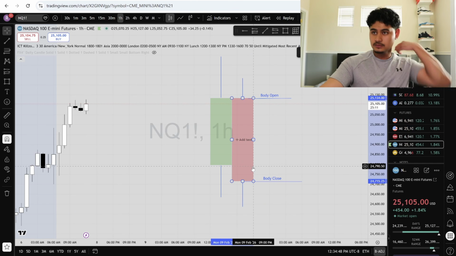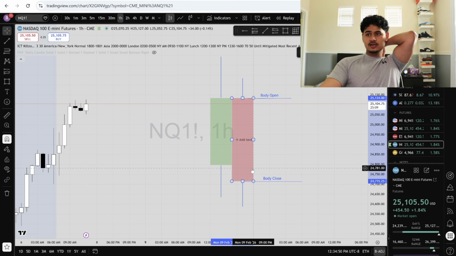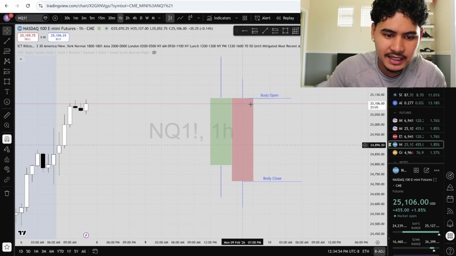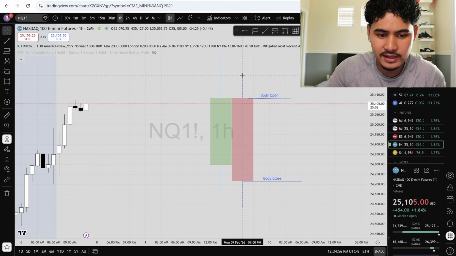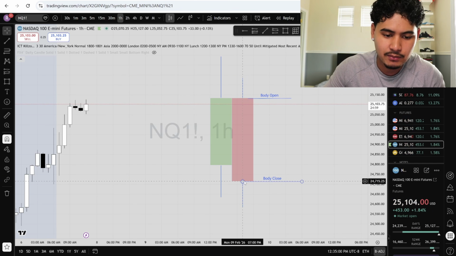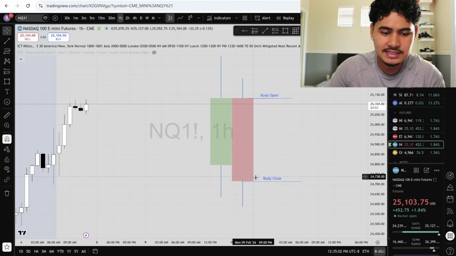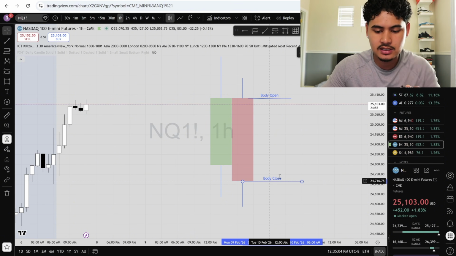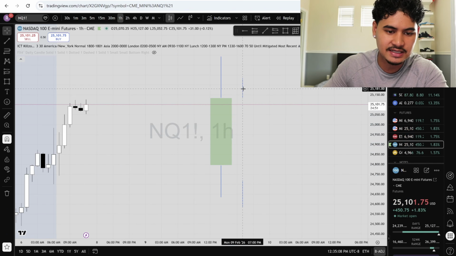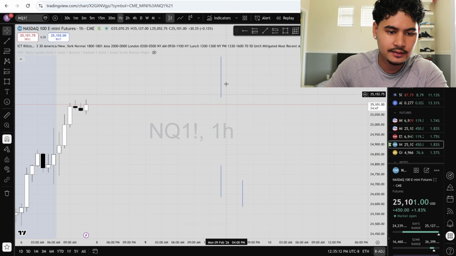So understand that, understand the anatomy of how price works. There's always going to be the body, and then there's going to be the wicks. The wicks indicate where price was during that time frame, and the body indicates where price opened and where price closed. So we're going to take a look at some examples real quick. Let me delete all this.